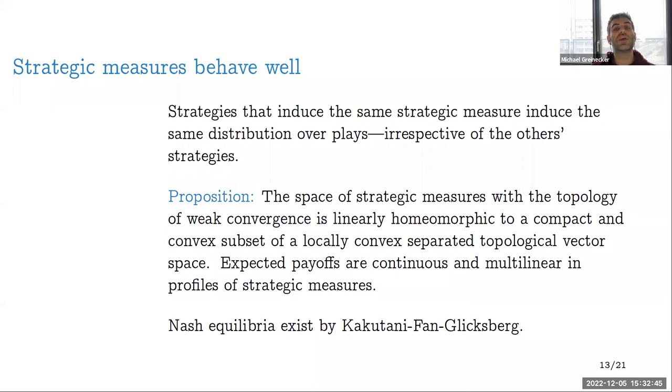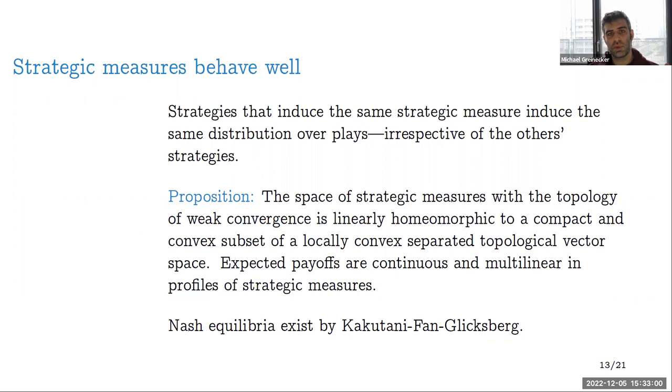We have a natural notion of convergence for these objects, and the kind of information strategic measures lose is exactly the kind of stuff that our undergraduate students ignore. So maybe I should have mentioned this before.